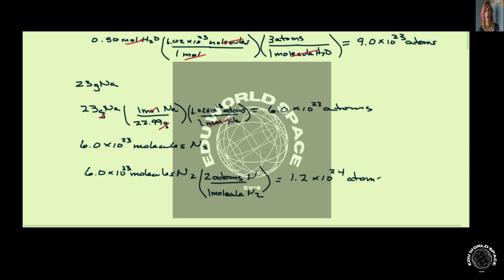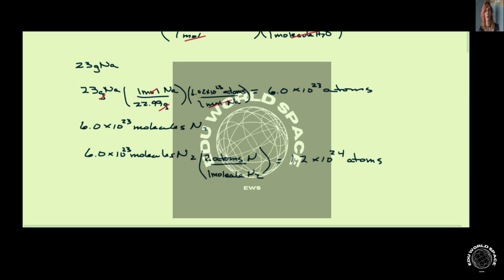So it turns out between the 3 of them that the nitrogen winds up having the most. Then the water has the next, and the sodium has the least. So if we want to go in increasing order, which means smallest to largest, we're going to have to go sodium, followed by water, followed by nitrogen.